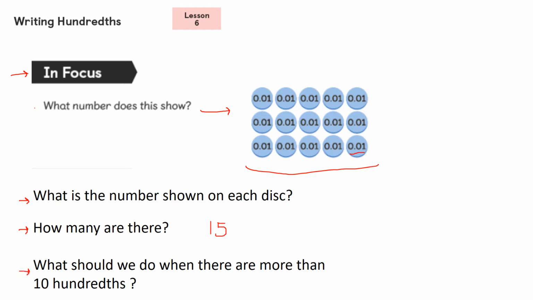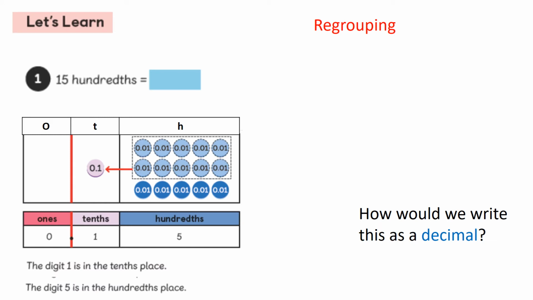Now, lastly, what should we do when there are more than 10 hundredths? Can you think back to previous lessons that we've been doing for this week? Let's look at the next slide to figure it out. Now, I'm hoping the word that you were shouting out on our last slide was this word that you can probably see in the top right corner, regrouping.